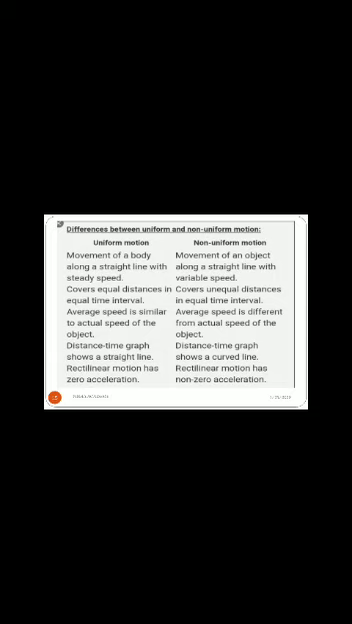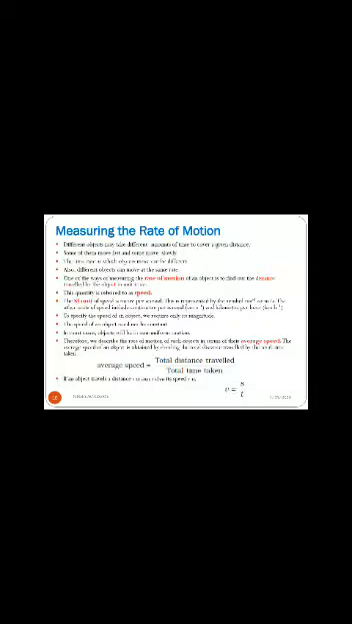For uniform motion, the average speed is similar to the actual speed of the object, but in non-uniform motion, the average speed is different from the actual speed of the object. If we draw the graph of distance versus time, it shows a straight line. The rectilinear motion has zero acceleration. The distance-time graph shows the curved, and rectilinear motion has zero acceleration.